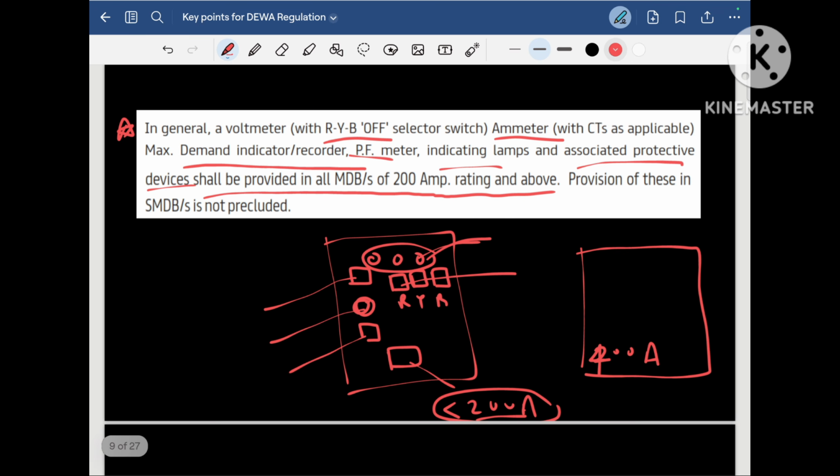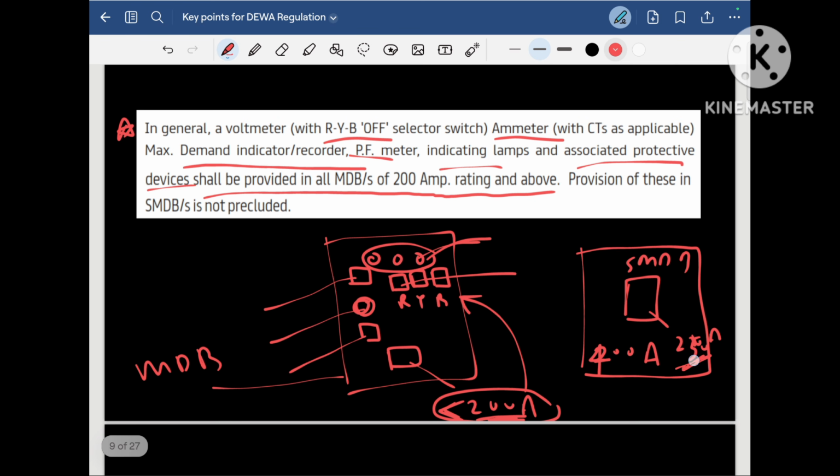And inside this same project, you have one SMDB which has a breaker rating of 250 ampere. For example, at any breaker greater than 200 ampere, we would require such an arrangement, but it is only valid for an MDB. Here the SMDB has an incomer breaker rating of more than 200 ampere, but we don't require all this metering device. It is optional. You can go for that or not. But when it is an MDB, it is mandatory. For SMDB, it is not mandatory, even if the rating exceeds 200 ampere. Hope you are very clear with this point.